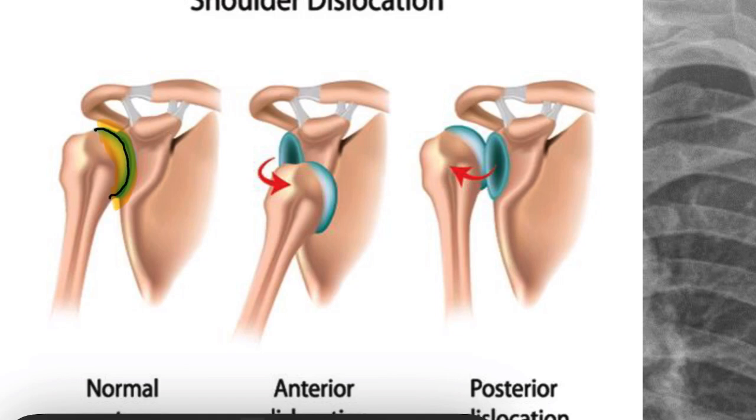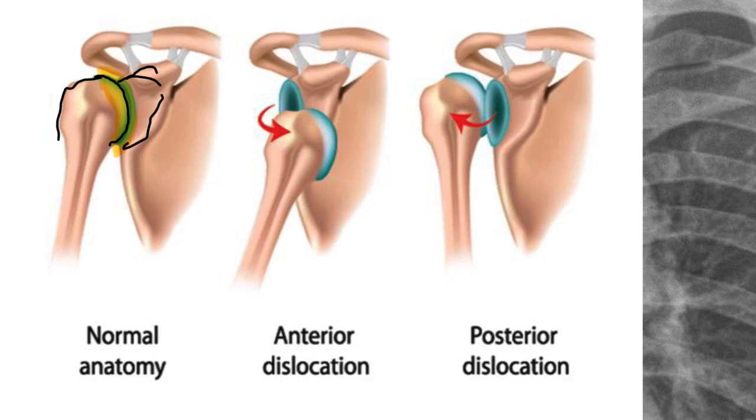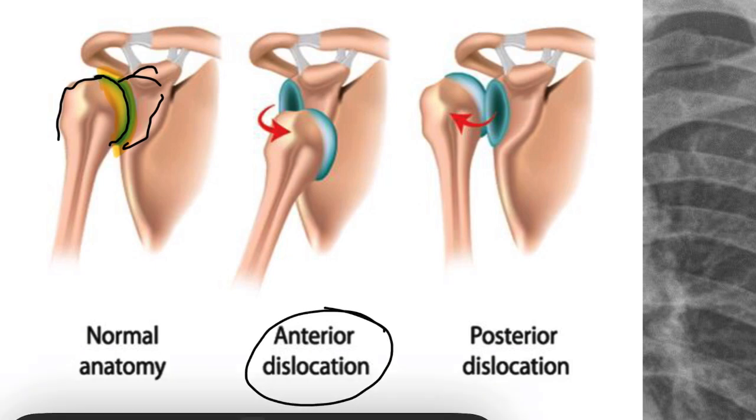Because of this shallow articulation of the joint between the humeral head, this is the humeral head, and the glenoid fossa of the scapula, this part we call the glenoid fossa of the scapula, it can cause dislocation. So how many types of dislocations do we have in the shoulder? Mostly 3 types: anterior dislocation, inferior dislocation and posterior dislocation, but the most common is anterior dislocation.